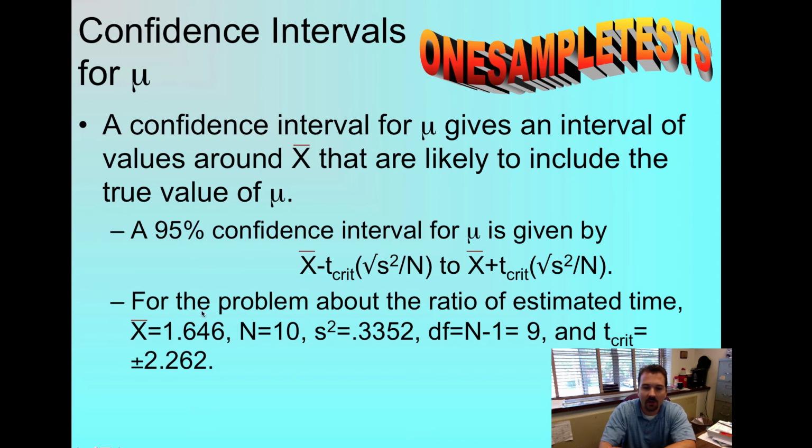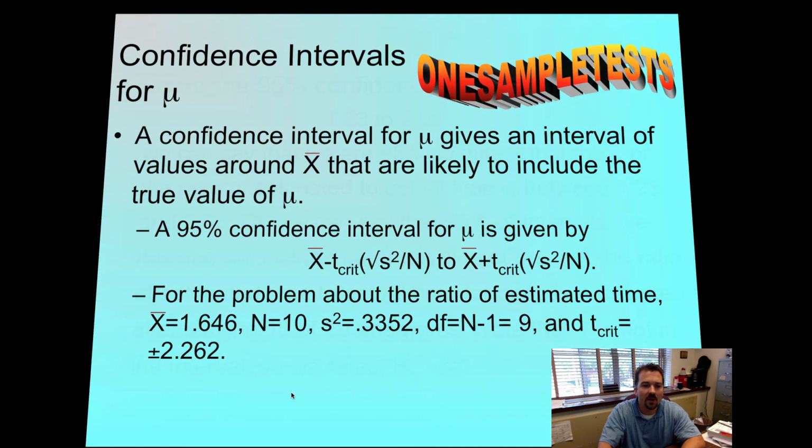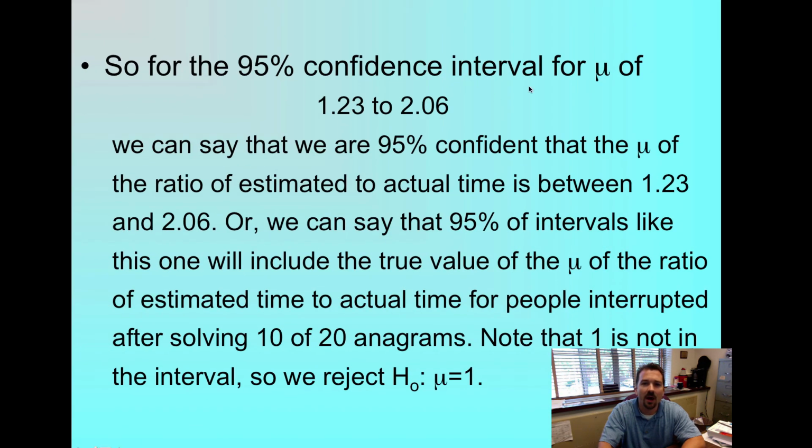For the problem we've been going over here, estimated time to real time, we had these numbers that you calculated, and therefore you get the following confidence interval, 1.23 to 2.06. So, and this is very important, how do you describe this? How do you state what this means? You do it in one of two ways.